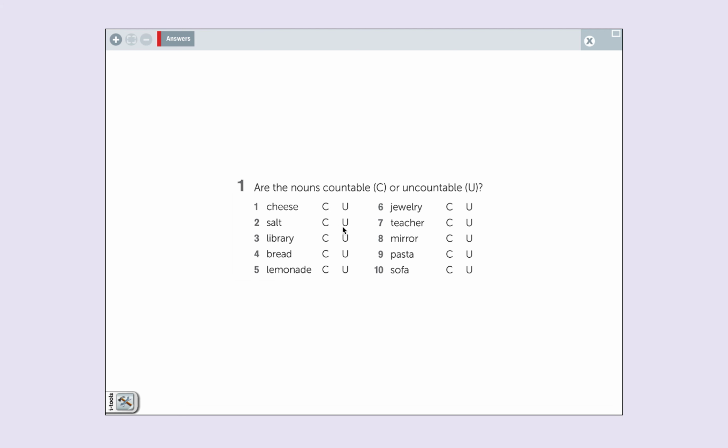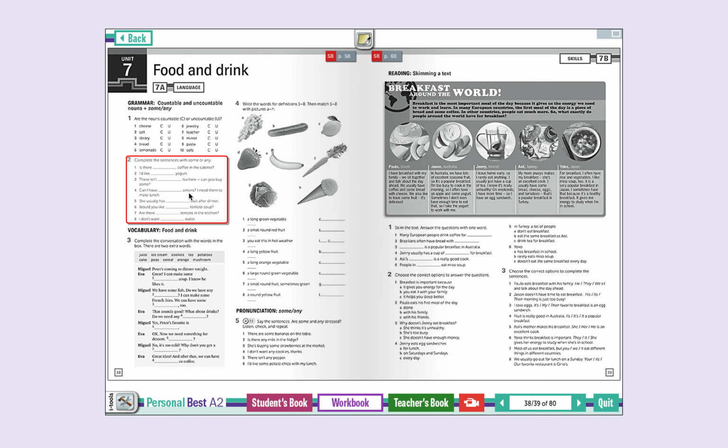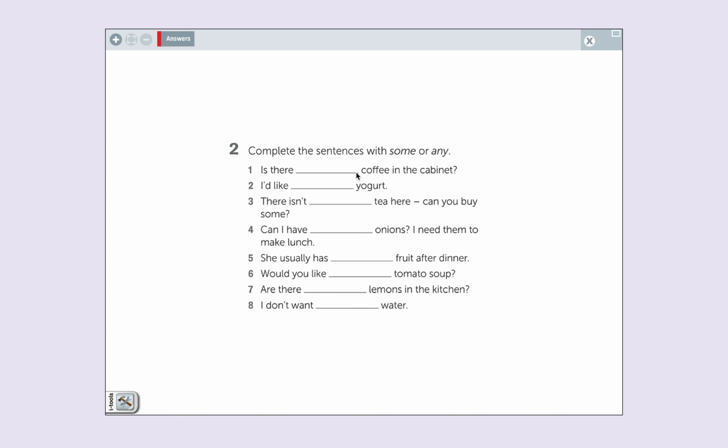Salt is uncountable, right? Yo te recomiendo que busques en internet cuáles son contables y cuáles son incontables, porque hay una gran variedad y diferencias en México, o sea, en el español y en el inglés, para que tengas los menores errores. Okay, so now the second activity, you need to complete the sentences with some and any.